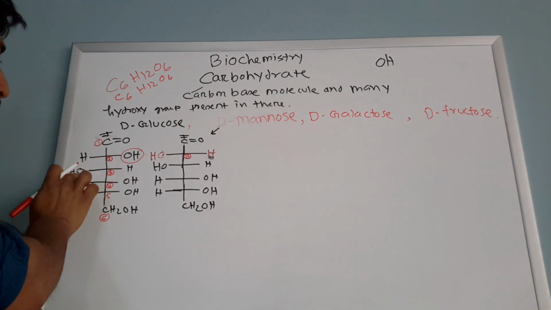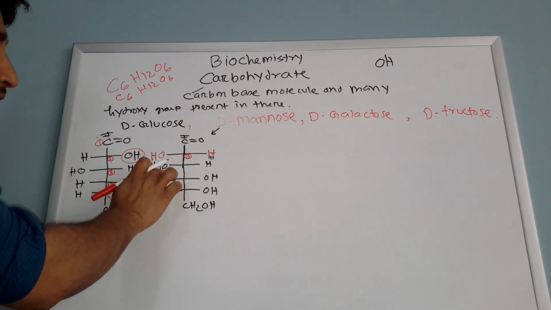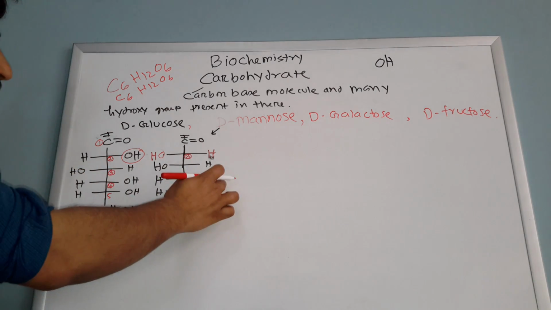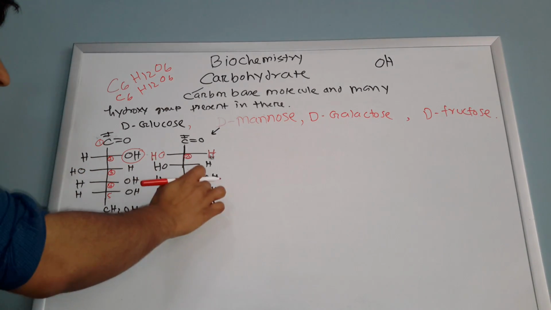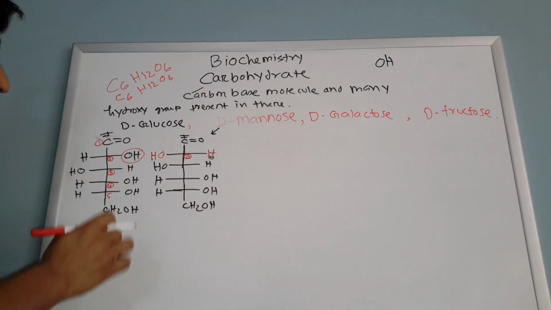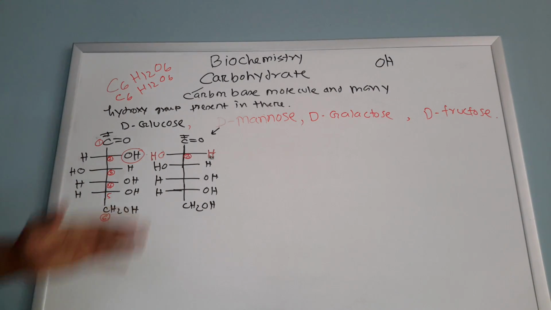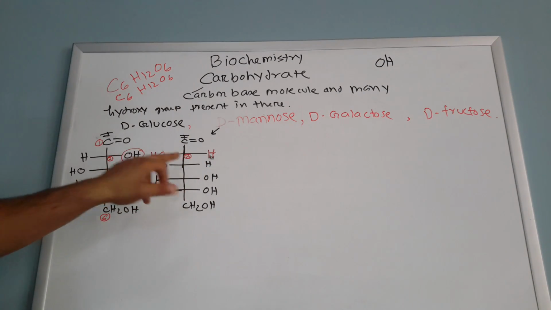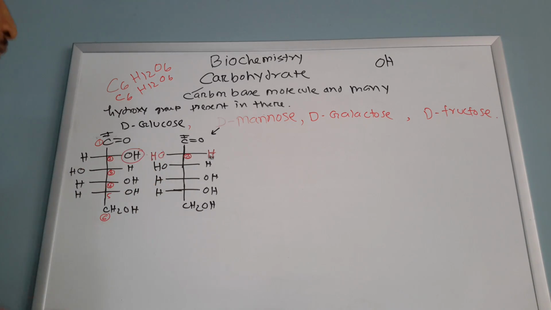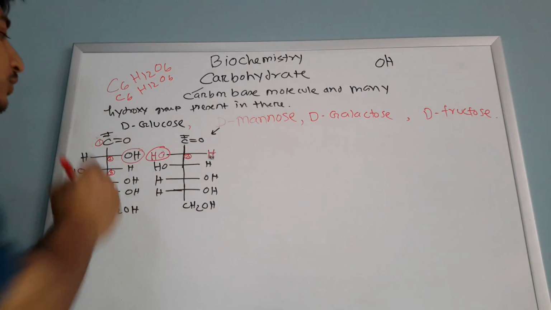Look, OH is on the left side. In this carbon also OH is on the left side. This carbon OH is on the right side. This carbon OH is on the right side. This carbon OH is on the right side. In D-glucose also OH is on the right side for this carbon. So you see that everything is the same except carbon number 2. What happened to carbon number 2? OH was on the right side, and right now OH is on the left side. The only difference is in here.